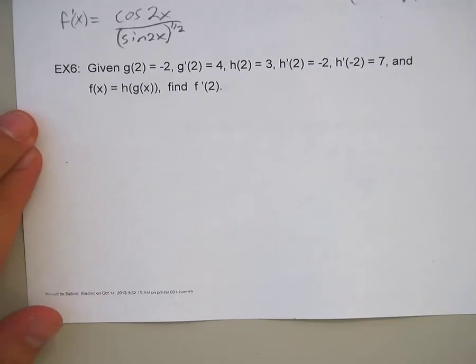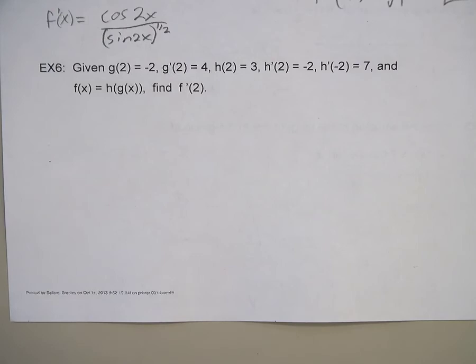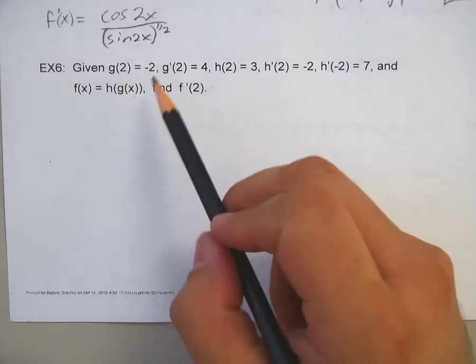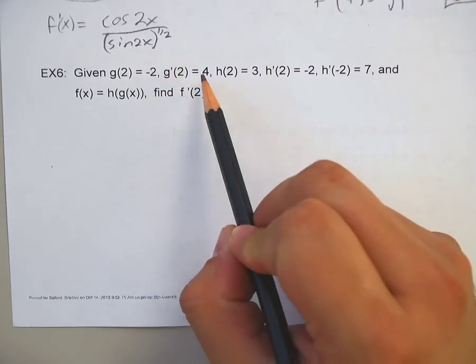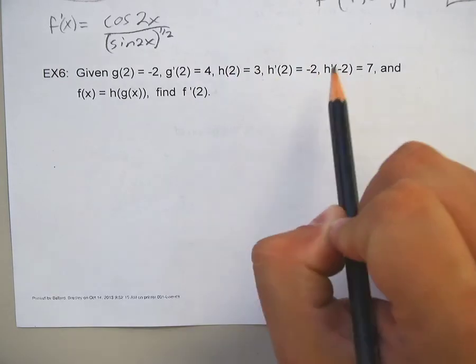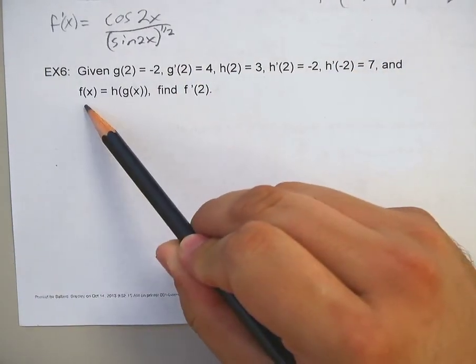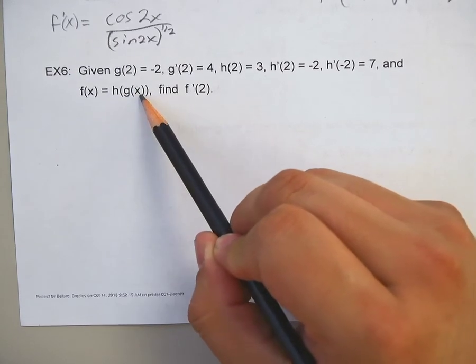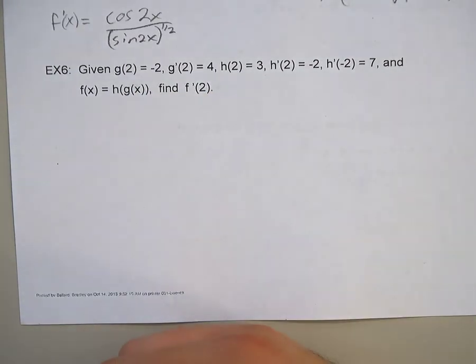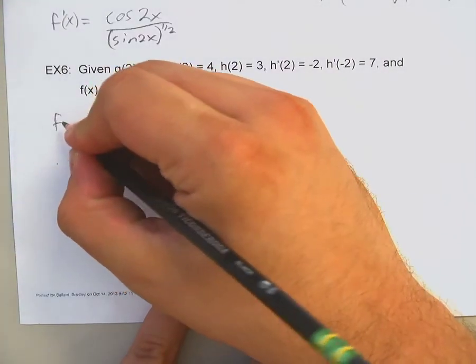Last one. Ooh, everybody's favorite. Given that g of 2 is this, g prime of 2 is this, h of 2 is this, h prime of 2 is this, and h prime of negative 2 is this, and f of x is h of g of x, find f prime of 2. What? Like what?